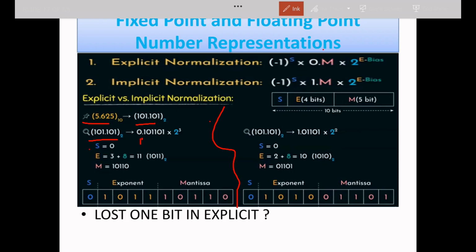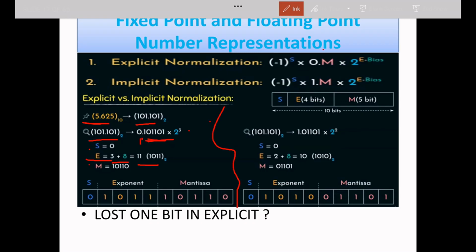Your sign is 0, because the number is positive. Exponent is 3. I am adding plus 8, because the bias is 8. So 3 plus 8 is equal to 11, and I convert 11 to 1011 in binary form. Now mantissa means whatever the value is after the decimal point.